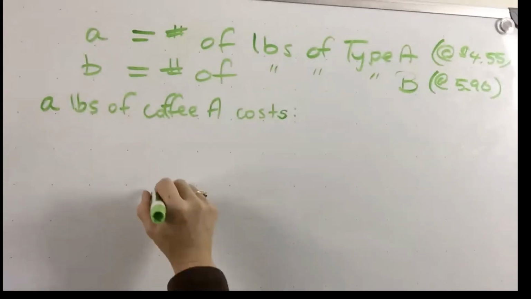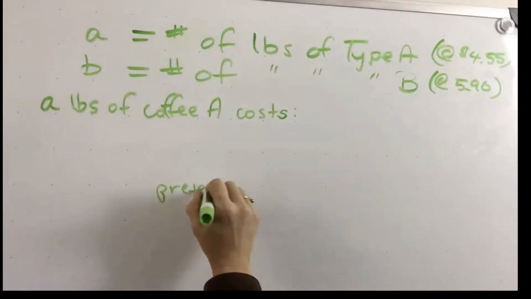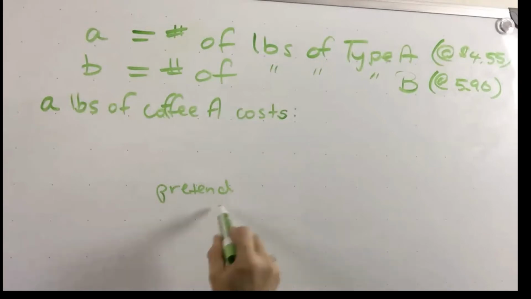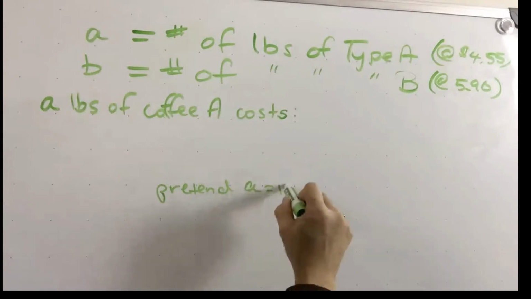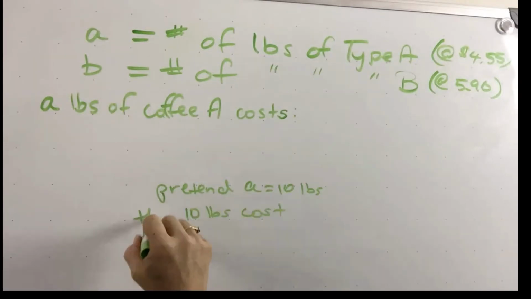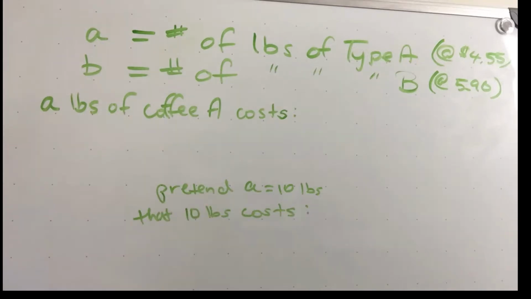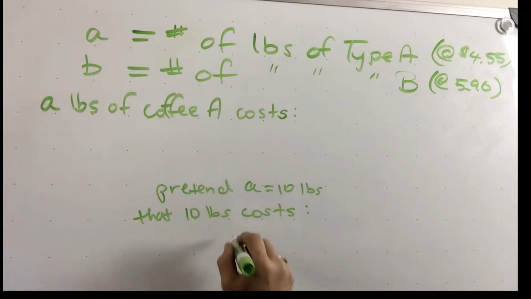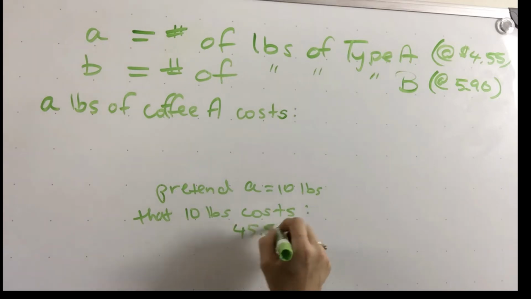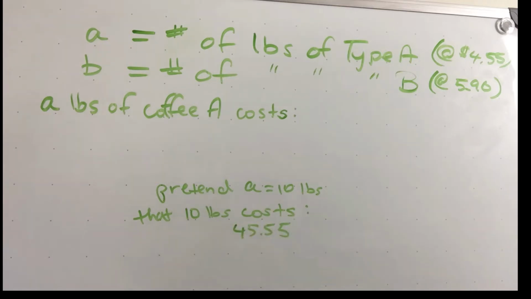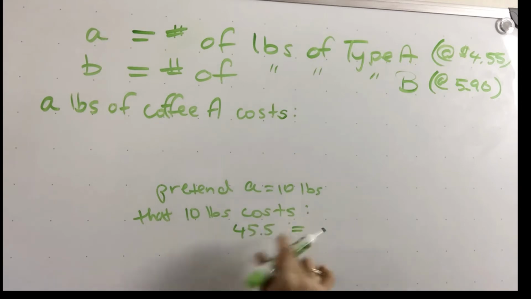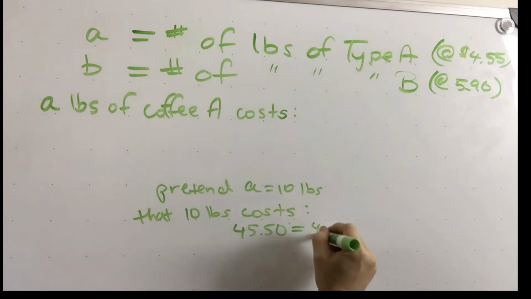So I can pretend that I am buying 10 pounds of coffee A. So that 10 pounds costs how much? It would be $45.50. Right. So I oftentimes see that is quick for you guys to do. Let's deconstruct that. Where did you get the $45.50? I multiplied $4.55 times 10.